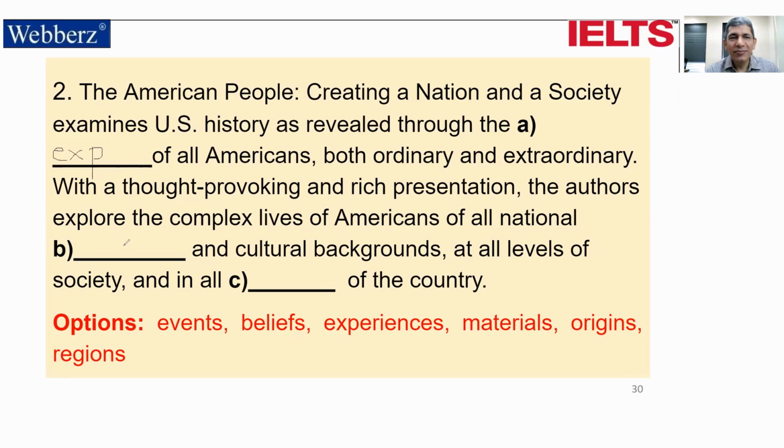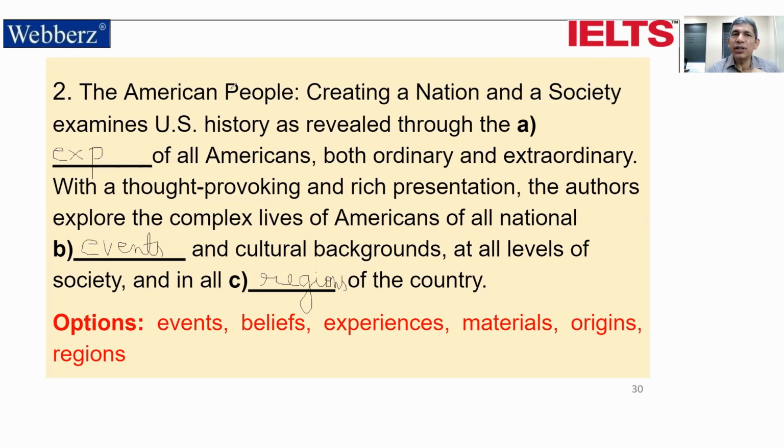Events and cultural are correlated words. I would like to use events here. And at all levels of society and in all beliefs doesn't fit here, experience doesn't fit, materials of the country, definitely it will not be materials. Origins of the country, origins means different origins. Regions, states of the country, like regions it fits. Okay. So let us see the answers now. Regions of the country. So here you have experiences, events, and regions.